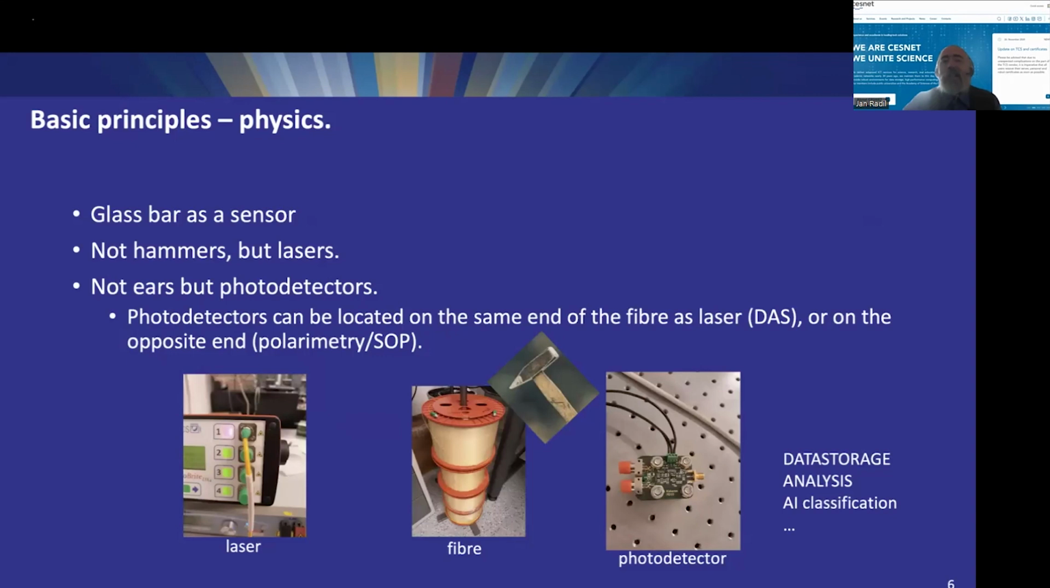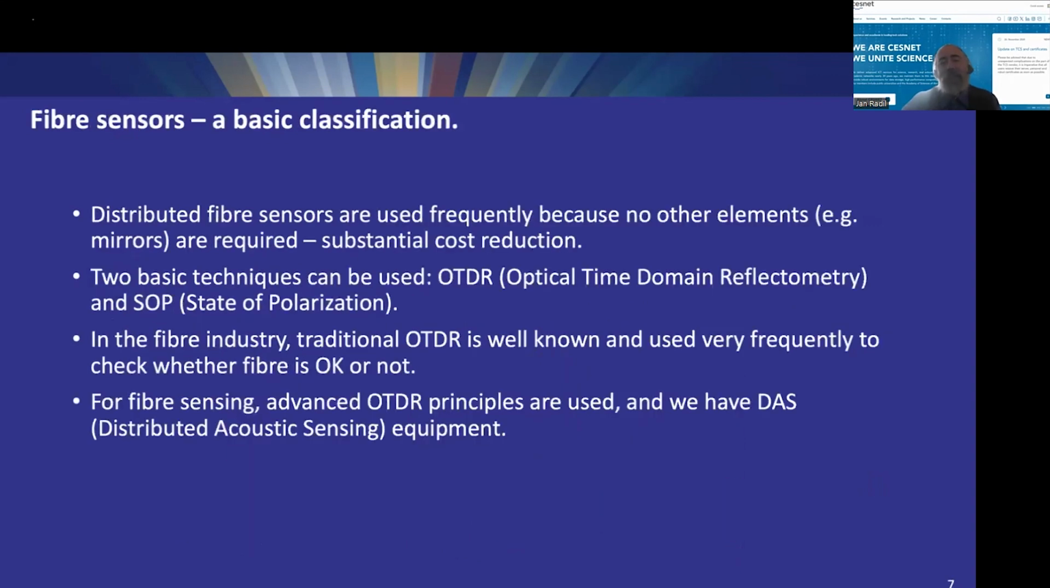Now, this is a glass bar as a sensor. Of course, this is a sort of joke or hyperbole, because definitely we do not want to use a glass bar as a sensor. Also, we do not use hammers. We use a source, probe lasers, and we do not use ears, but photodetectors. These photodetectors can be located on the same end of the fiber as the laser, then it's called DAS, or on the opposite end, and then we talk about state of polarization or polarimetry. This is quite not so difficult a part. Of course, data storage and analysis are much more difficult. Okay, next please.